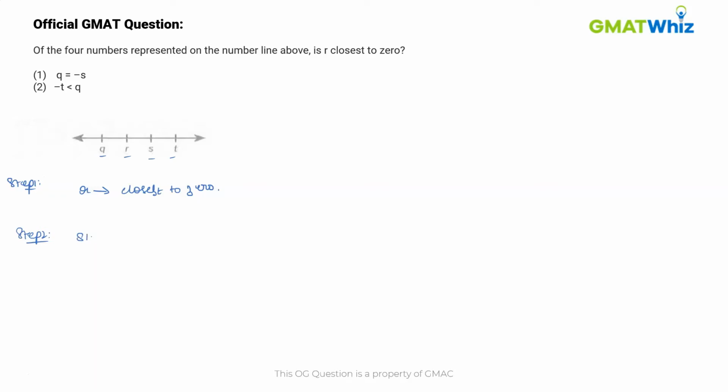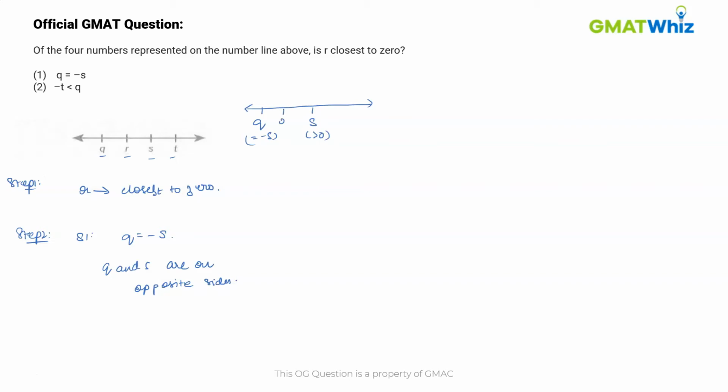Statement 1 tells us that Q is equal to minus S. That means Q and S are on opposite sides, because one is positive and the other is negative. For example, if I draw a number line, I would have Q to be here, which is equal to minus S, and S to be here, which is positive. So 0 should be somewhere in between Q and S.